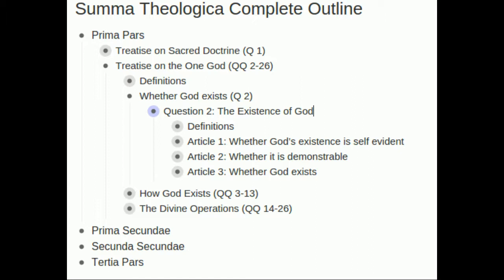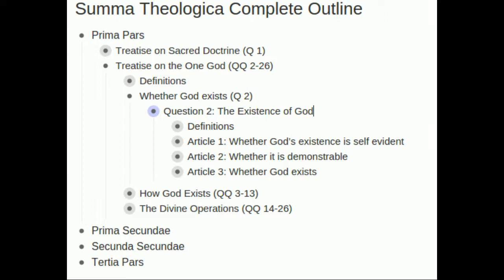Alright, so here we are in the Prima Pars Summa Theologica. We are looking at the treatise on the one God. We are in the first section, whether God exists, question 2, the existence of God. We'll open this up and look at the definitions in just a second. We're going to go through this definition of a proper cause quite a bit. We need to be really clear on what that means, because misunderstanding on that point is what leads to a lot of misunderstanding about the 5 causes.